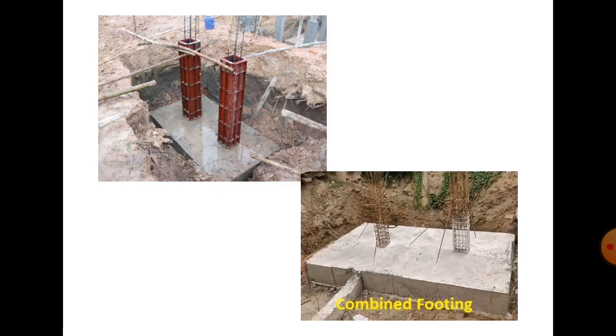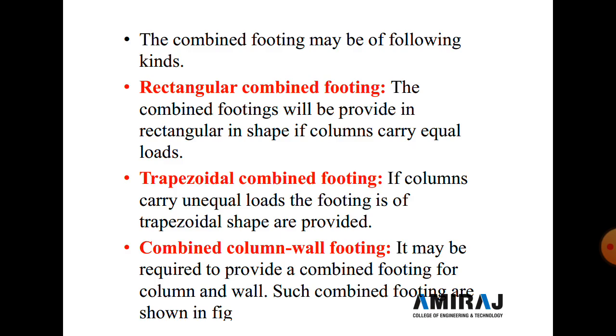So here the figure shows the combined footing. Two columns are nearer to each other and below the columns a footing is provided. So here a pad footing is seen in the figure. Both the column pads are combined with each other and only a single pad is provided, and both the pads are joined with each other. So it's called a combined footing.